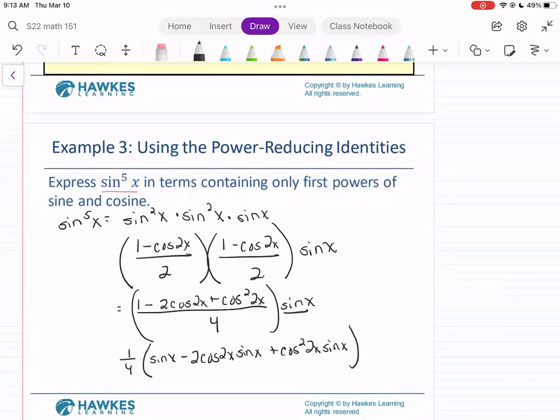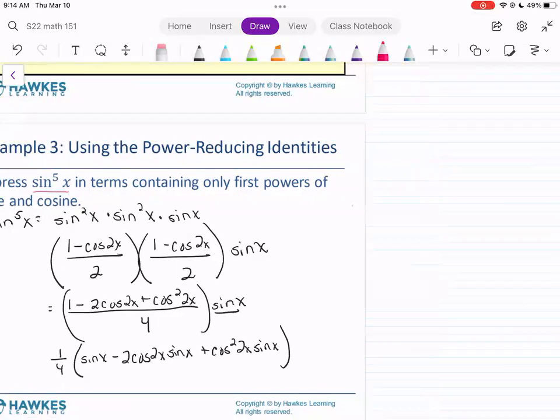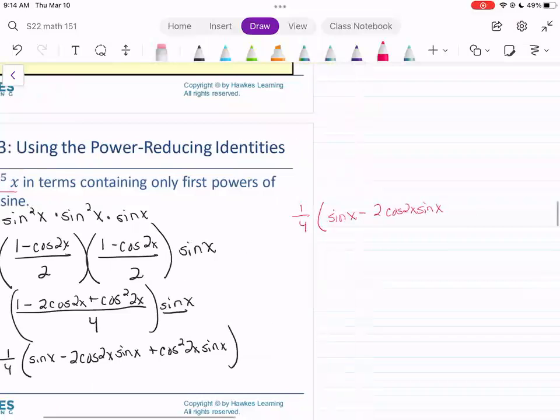As we then take this double angle identity, this can be rewritten as 1/4 times sine of x minus 2 cosine of 2x sine of x plus (1 plus the cosine of 4x) over 2 times the sine of x.